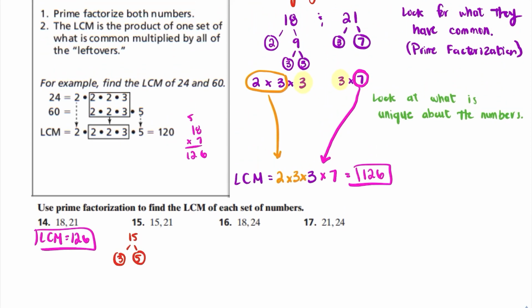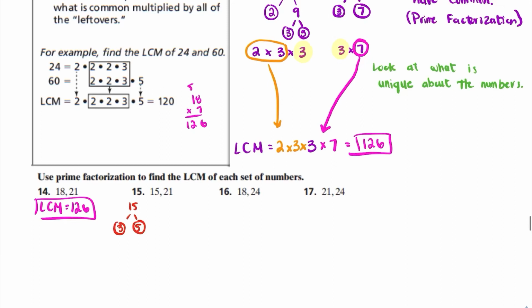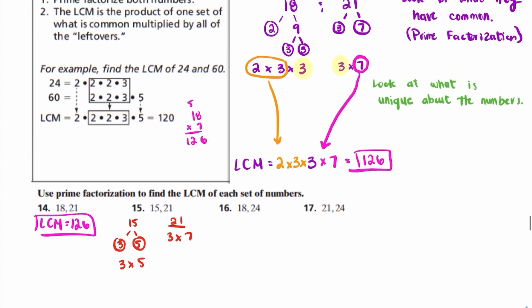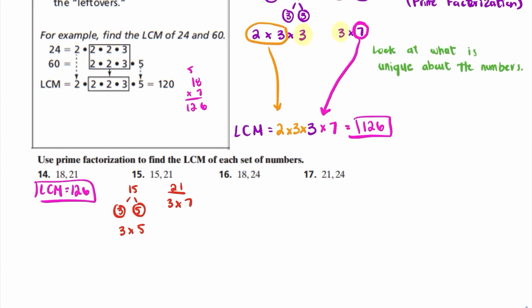Okay, we already did the prime factorization of 21, which is up here, so we can actually just take that. So the prime factorization of 21 is 3 times 7. Let's write this down here, 3 times 5. Now remember, now that we've prime factorized both of them, let's look for what they have in common. I'm going to highlight them.